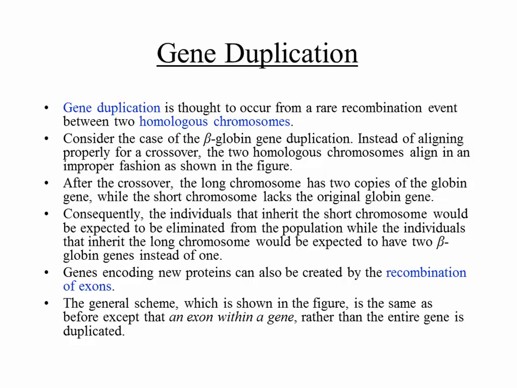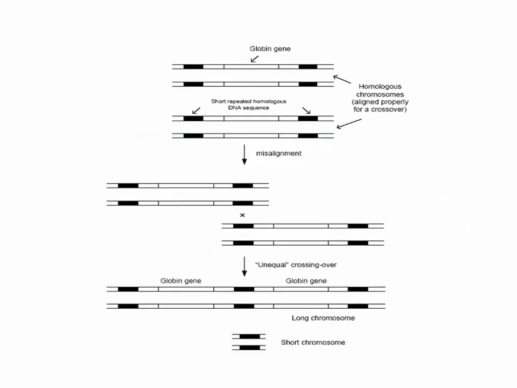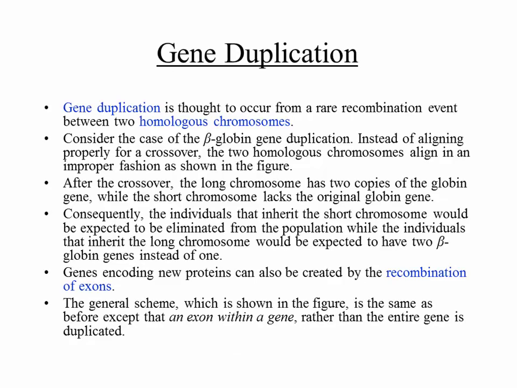So gene duplication is thought to occur from a rare recombination event between two homologous chromosomes. Consider the case of the beta globin gene duplication. Instead of aligning properly for a crossover, which is shown at the top of that picture, it aligns like shown in the middle. So the two chromosomes align in an improper fashion. After the crossover, the long chromosome has two copies of the globin gene, while the short chromosome lacks the original globin gene. Consequently, the individuals that inherit the short chromosome are expected to be eliminated from the population because they don't have a functional globin gene, so no functional hemoglobin.